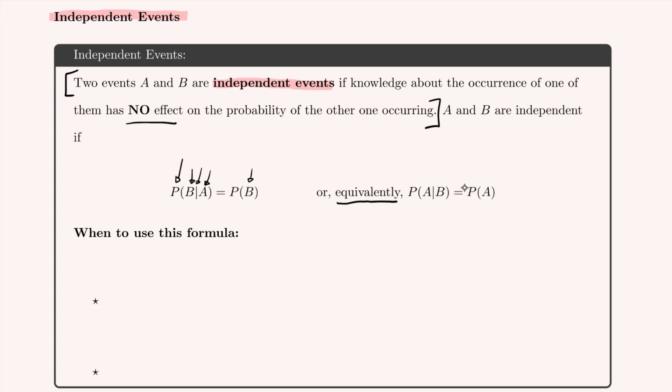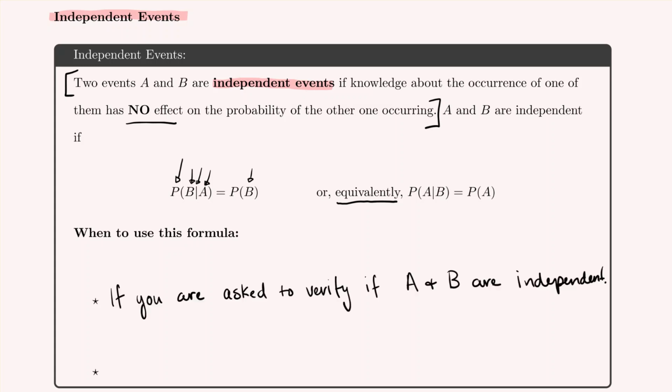Now in our class, there's only going to be two different ways that you would use this formula or this idea of independent events. Let's write down these two ways and we'll see this in our later examples. So the first way we might need to use this formula is if we're directly asked to verify if A and B are independent events.